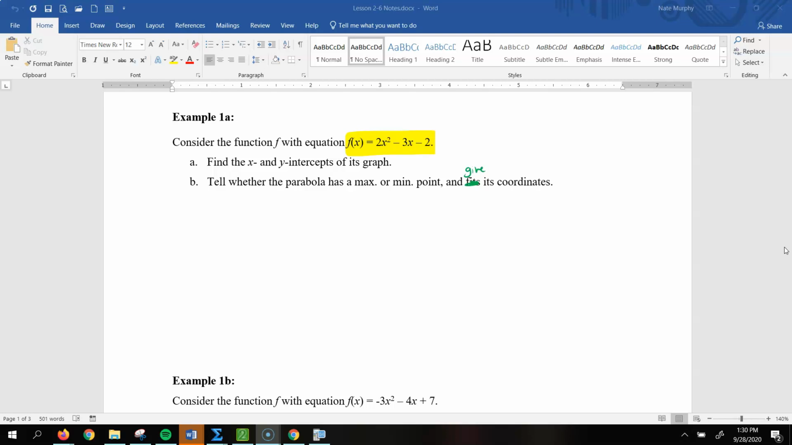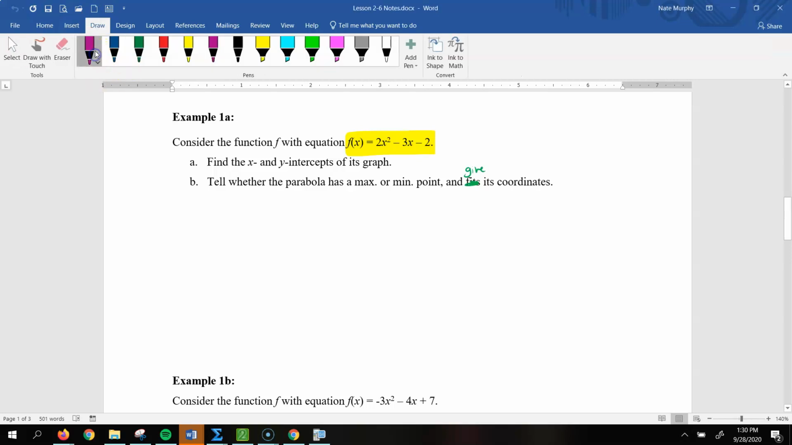So let's start in part A by finding the x-intercept. Remember, to find the x-intercept, that's where we use the quadratic formula. x equals the opposite of b. Here a is 2, b is negative 3, and c is negative 2. I always want to make sure that when it's in standard form, it goes in descending order, starting with your x squared, then an x, and then no x at all.